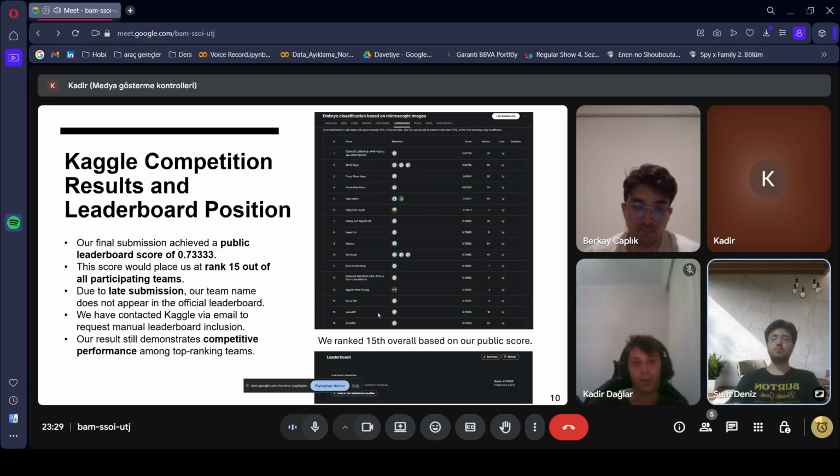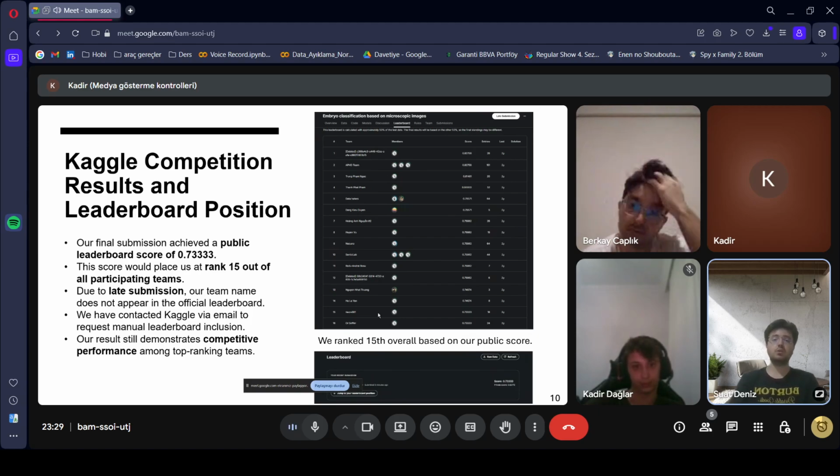And in this slide, we present our final performance in the competition. Our submission achieved a public leaderboard score of 0.73, which places us at rank 15 out of all teams based on the public evaluation sets. However, since we submitted our final predictions after the competition deadline, our team doesn't appear in the official leaderboards.